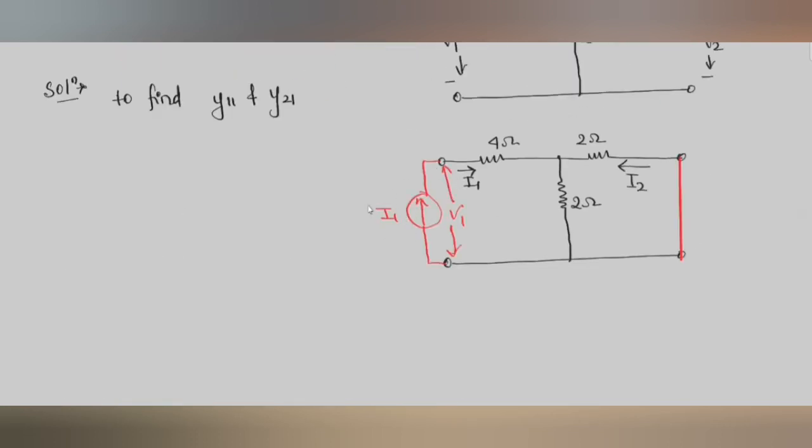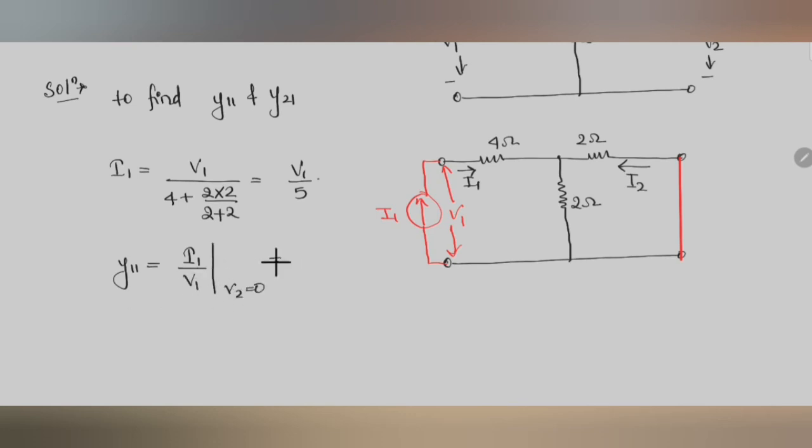What is step 2? To find I1 and V1. So I1 will be V1 by 4 plus these two in parallel, so this will be 2 into 2 by 2 plus 2. Okay, so this will be V1 by 5, right? And Y11 will be I1 by V1 at V2 equal to 0, right? So this will be V1 by 5 by V1, which gives you 1 by 5. Okay, and the unit is Siemens, S.